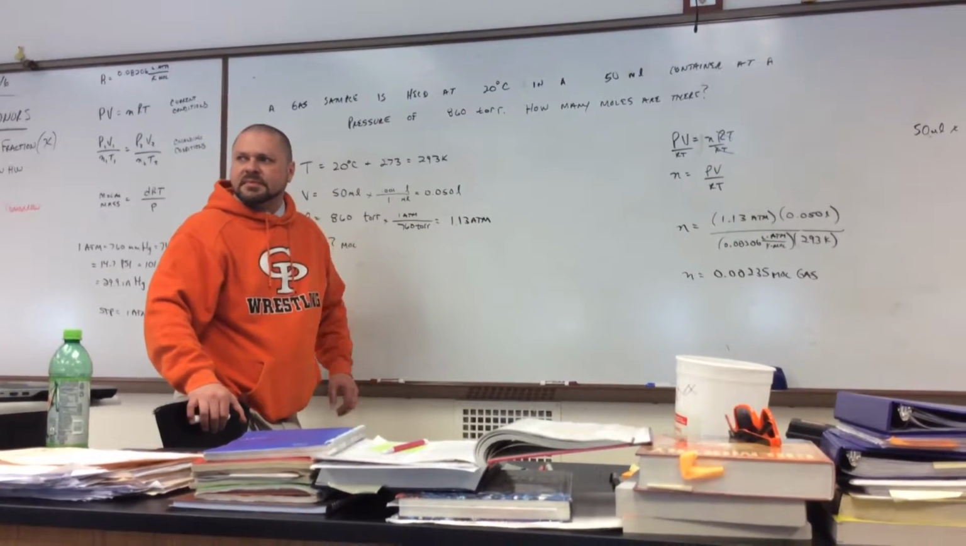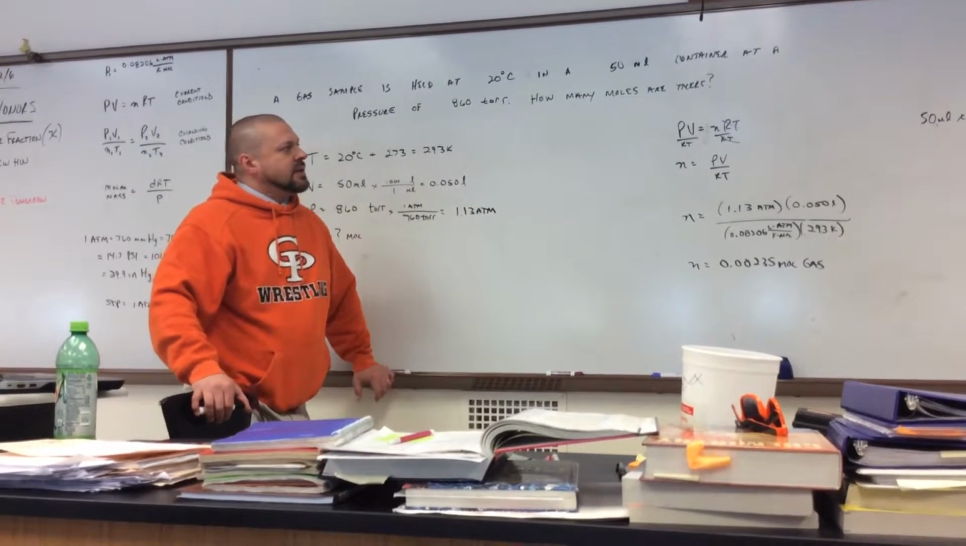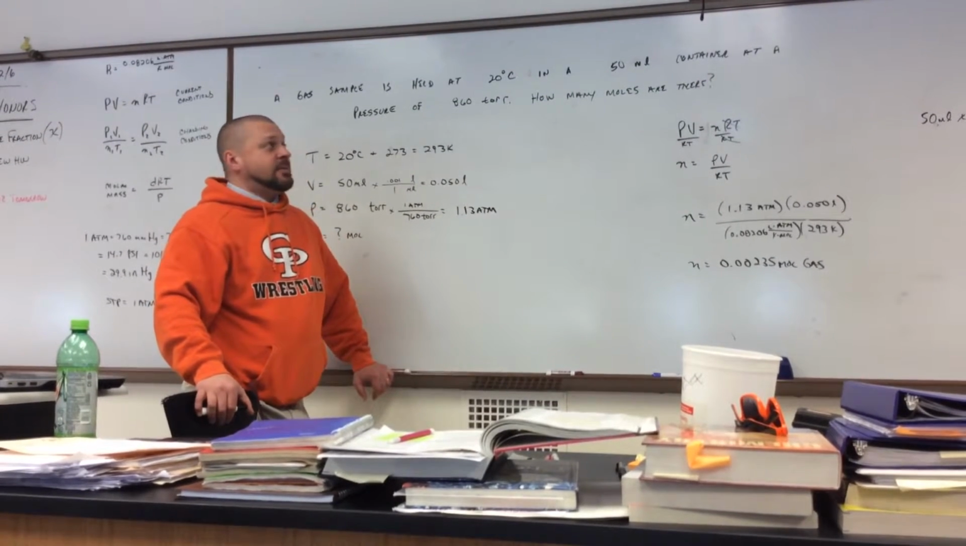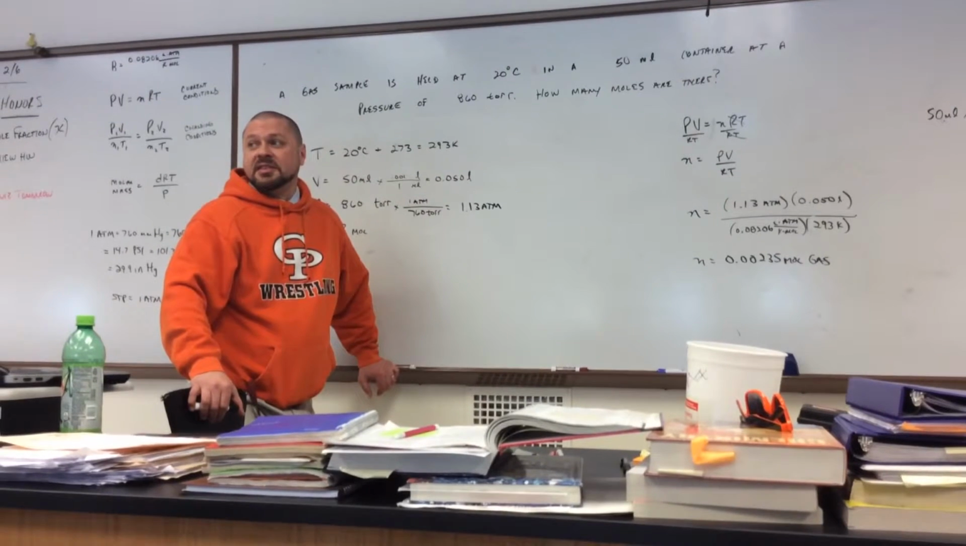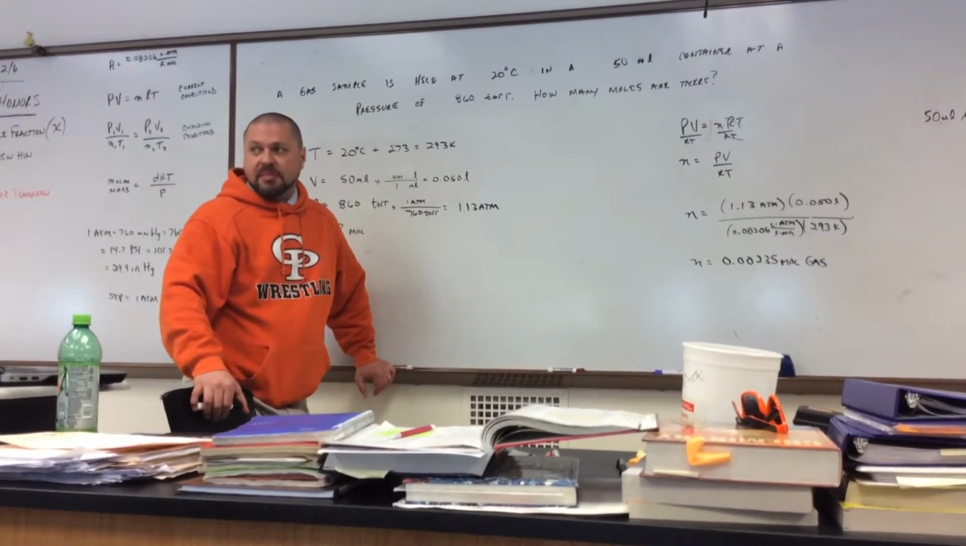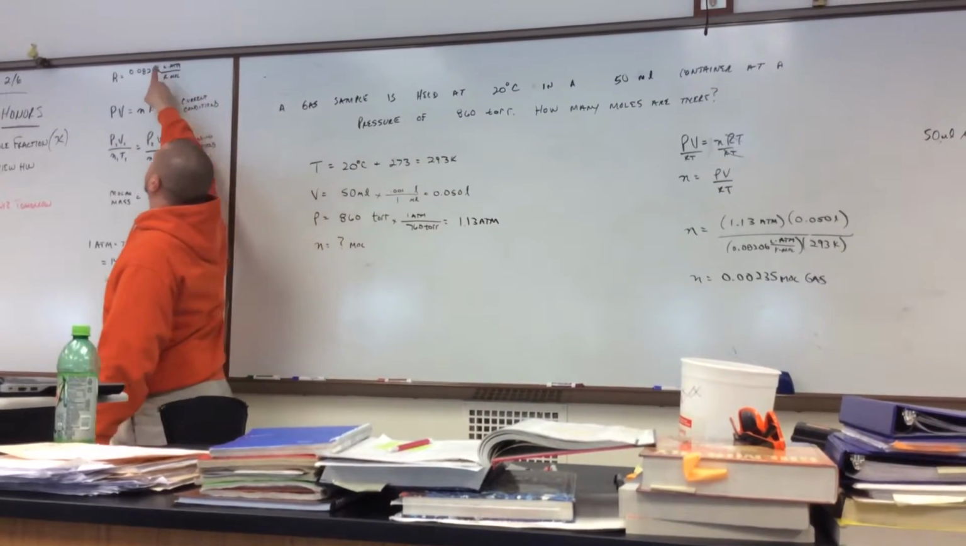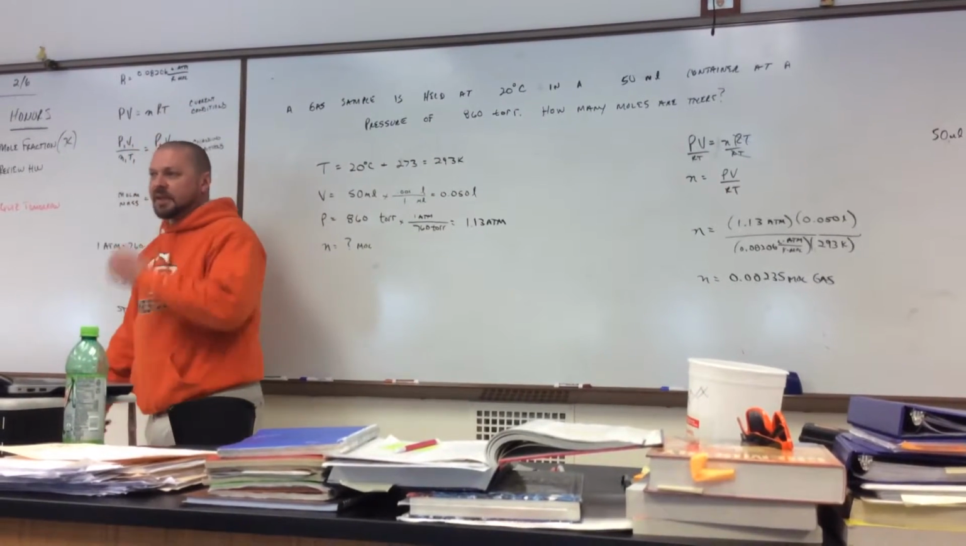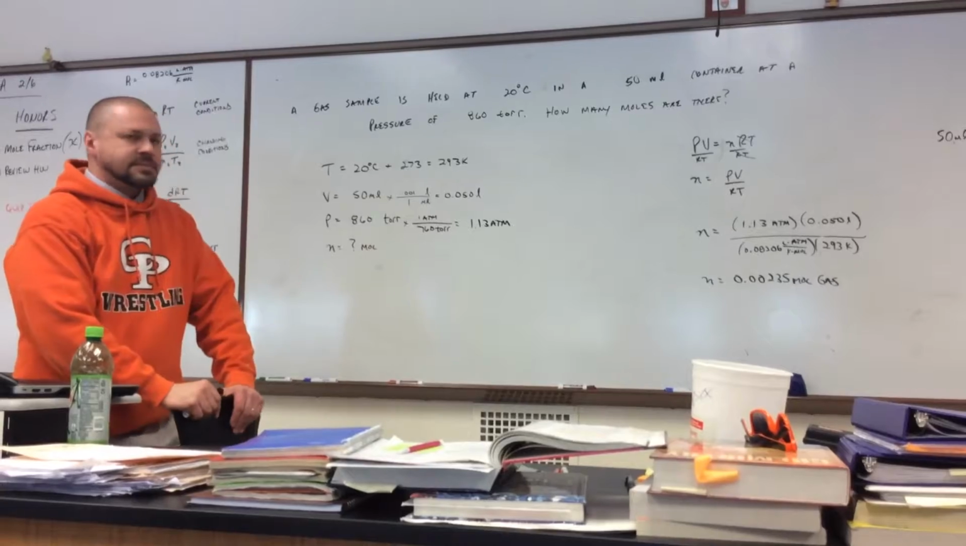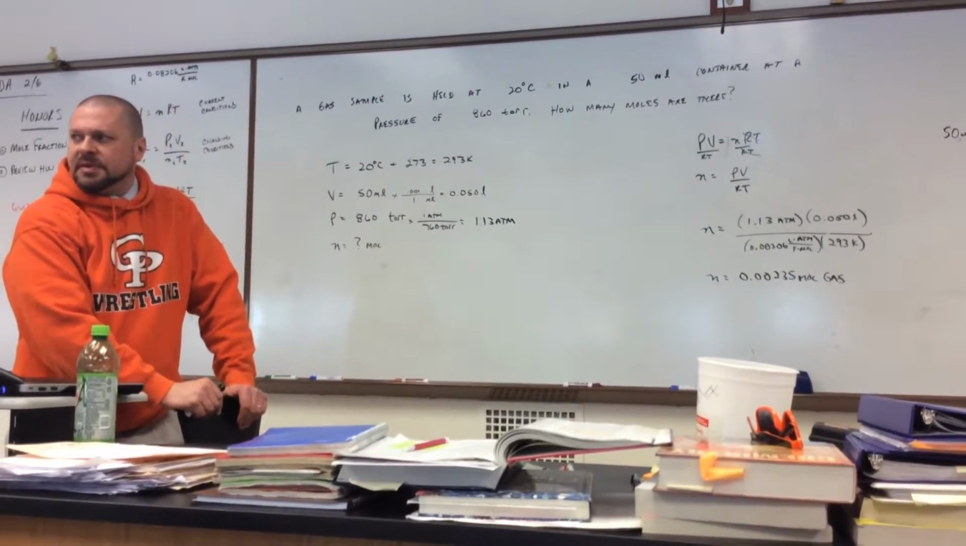How do you know that it had to be in those units? If I'm dealing with PV equals nRT, it's always going to be in atmospheres and liters. And it's because that number has the units liter, atmosphere, per Kelvin, mole, so they cancel.